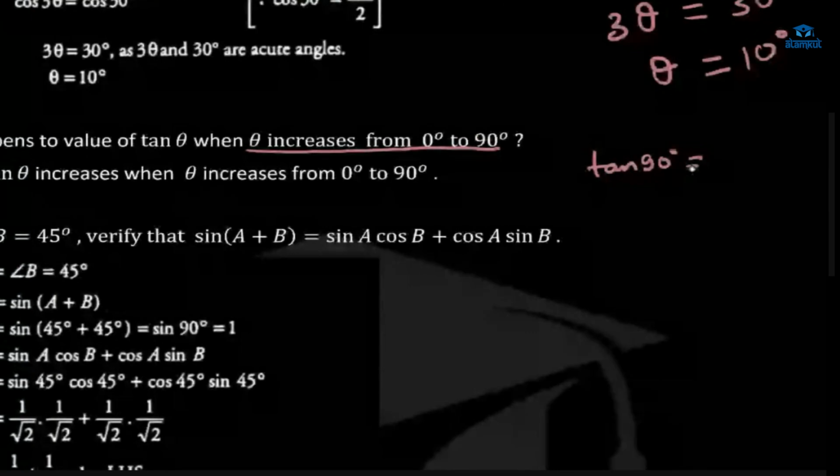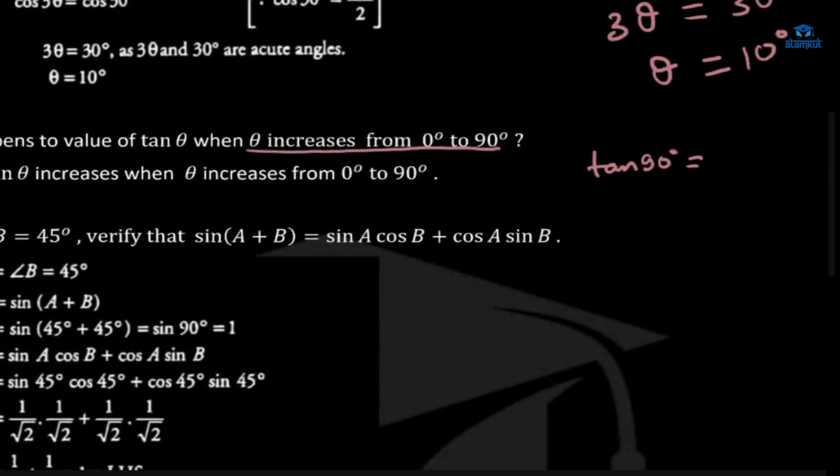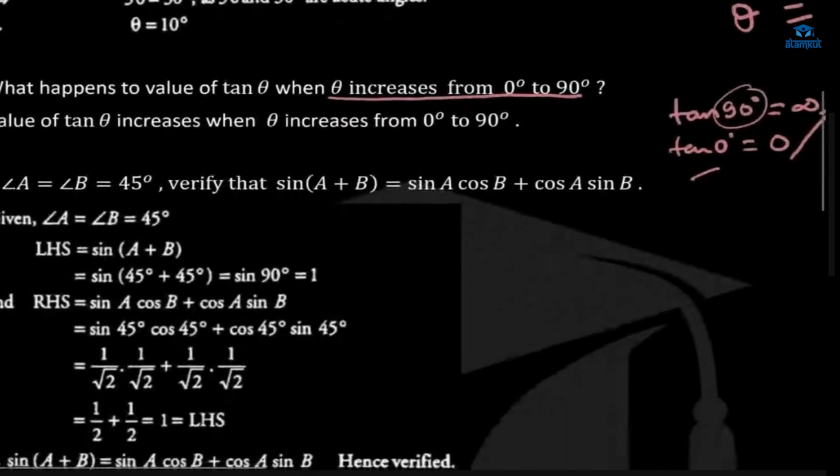Tan 90 degrees is undefined. Undefined, infinity. And tan 0 is what? Zero. So the value of tan has increased from 0 to infinity, going from tan 0 to tan 90. Yes or no? Yes, ma'am, this is the correct answer.